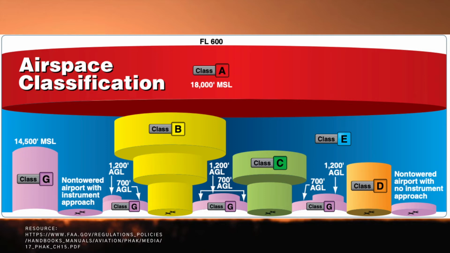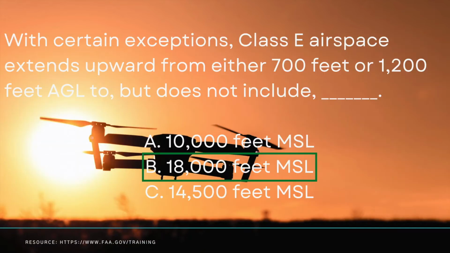So let's look back at the problem and find our answer. So of course the answer here would be 18,000 feet mean sea level, because the question even says but does not include. So it will start at 700 feet or 1,200 feet above ground level, all the way up to but does not include 18,000 feet mean sea level.